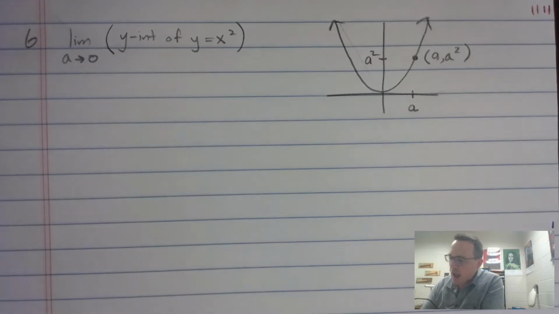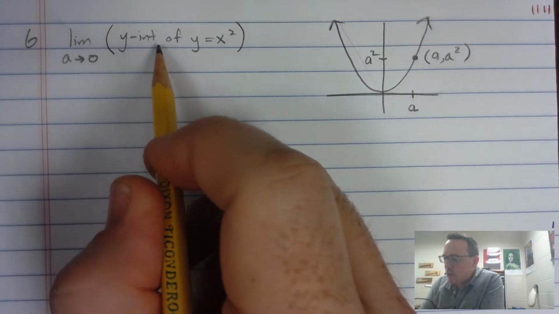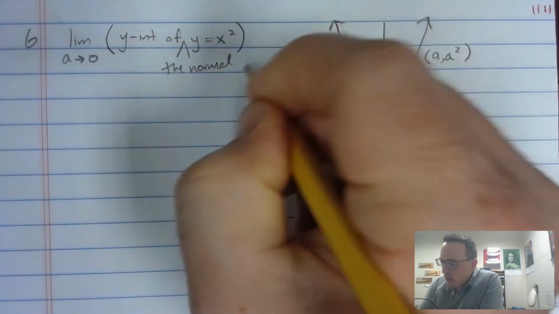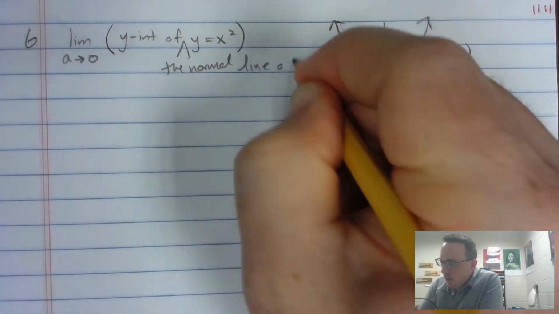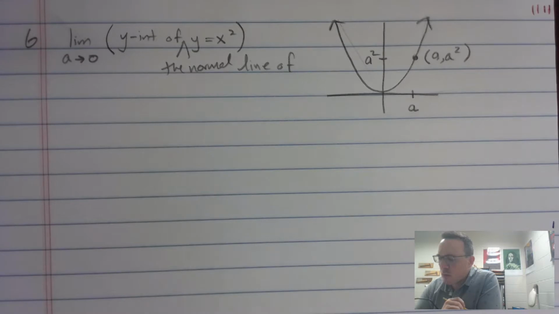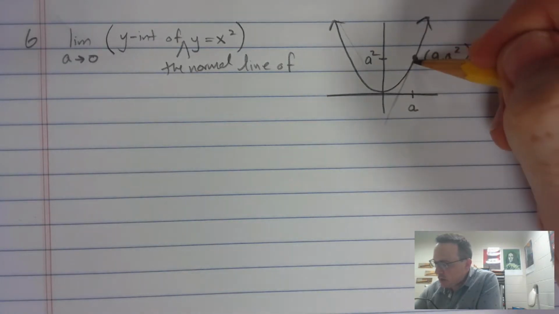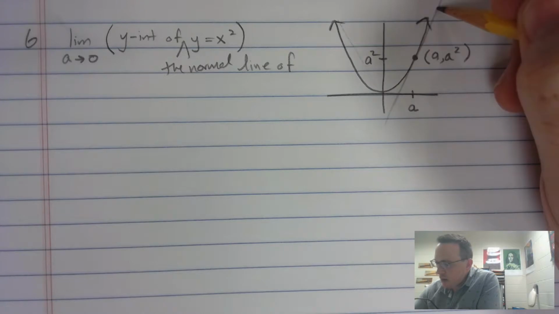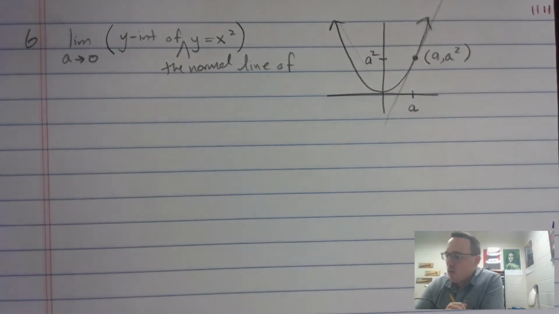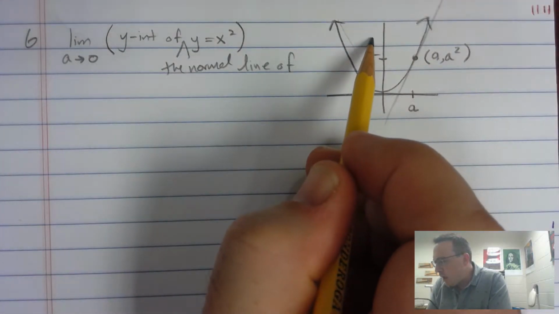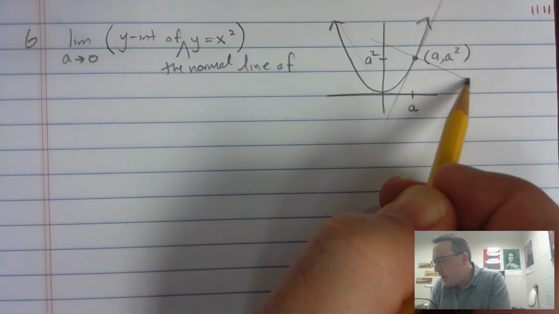So we're looking at a normal line. I've left this out. It's the y-intercept of the normal line. Now what's a normal line? Well, we know what a tangent line is. I can draw the tangent line over here at the point a comma a squared. And the normal line is very much like the tangent line, except rather than being parallel to the graph, it's perpendicular. So the normal line, the one that we want, passes through a comma a squared.